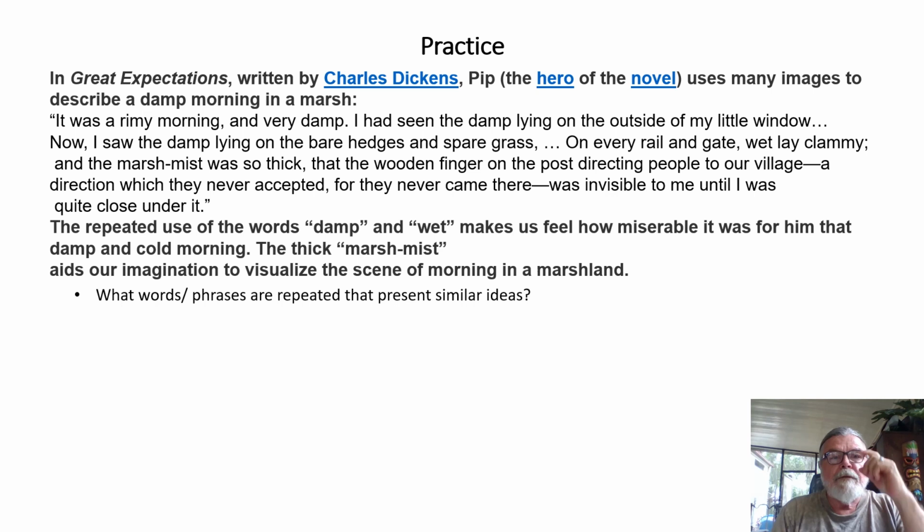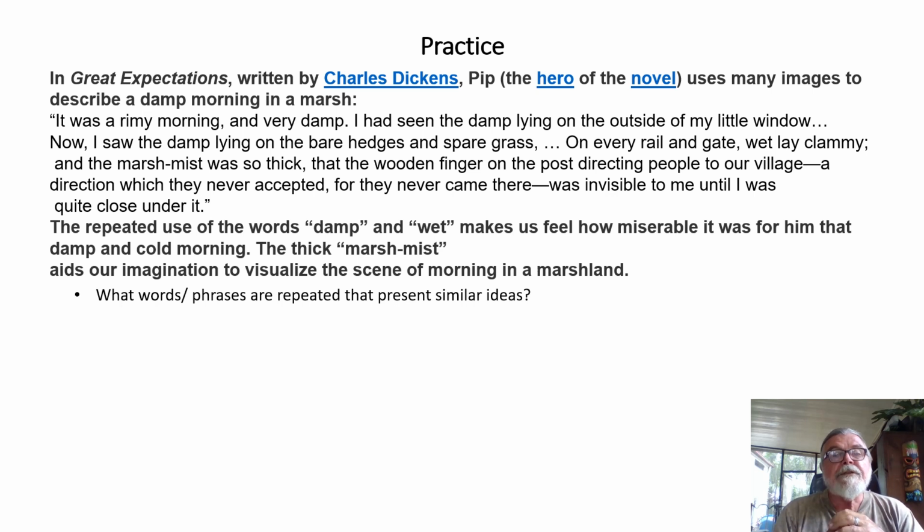And here we have a quote from Charles Dickens' Great Expectations, where Pip, the hero of the novel, uses many images to describe a damp morning in the marsh. Now, the purpose that Dickens is trying to accomplish is to allow the reader to associate, through the images he creates, with the theme that he's developing, so that something that's not familiar can be associated with something you are familiar with and give you an understanding.